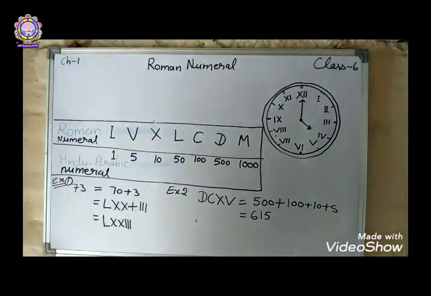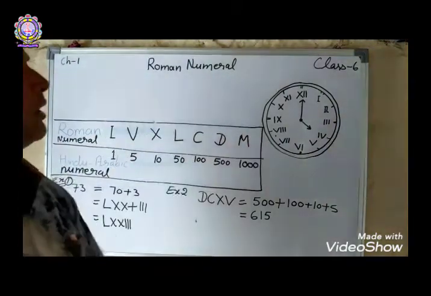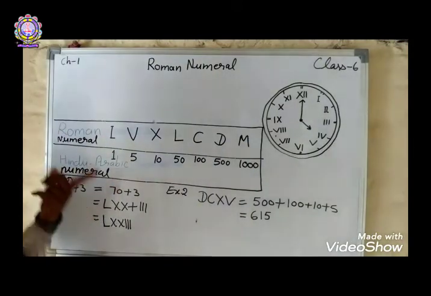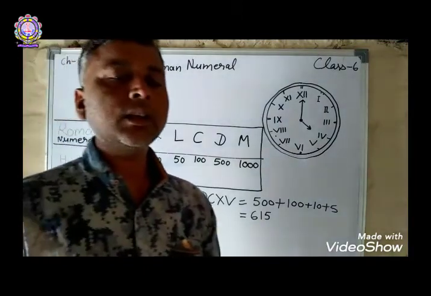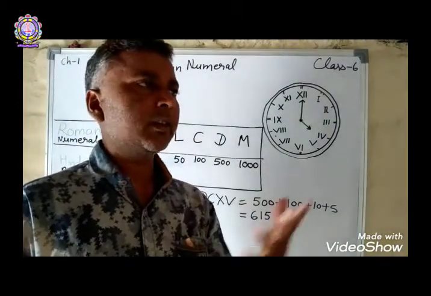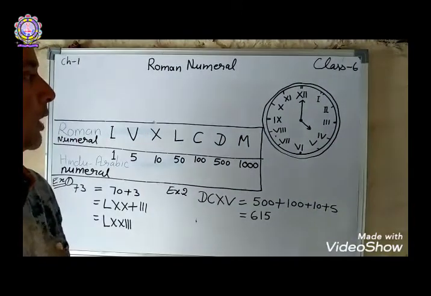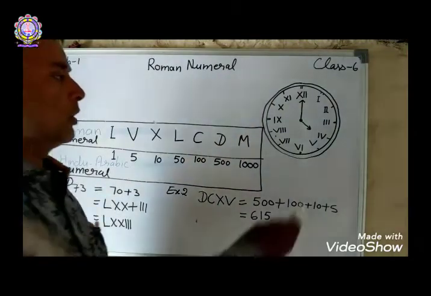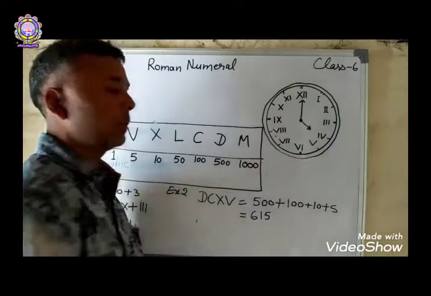You are observing here, what is the use of Roman numerals? We use different systems: Roman numerals, Hindu-Arabic, the international system, and in many other languages like Urdu, Tamil, Malayalam, Kannada. So we write the counting. So what is the use of Roman numerals? You are observing this: the watch.